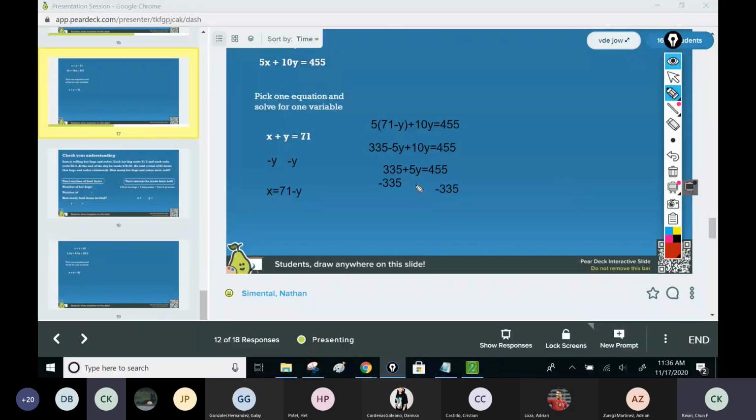All right, there you go. That's good. And then they will cancel out. So 5y equals 455 minus 335. Oh, hold up. That means, yeah, keep going, Nathan. You got it. Keep going.